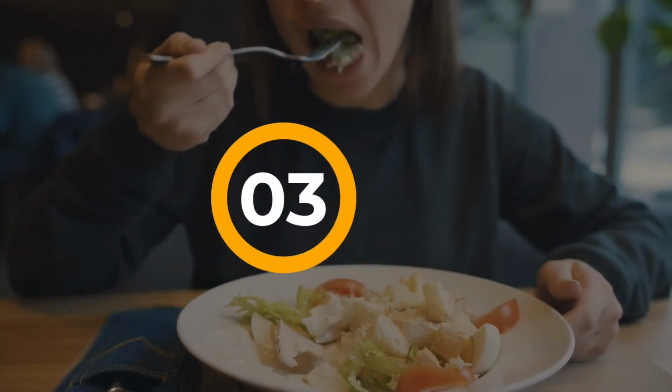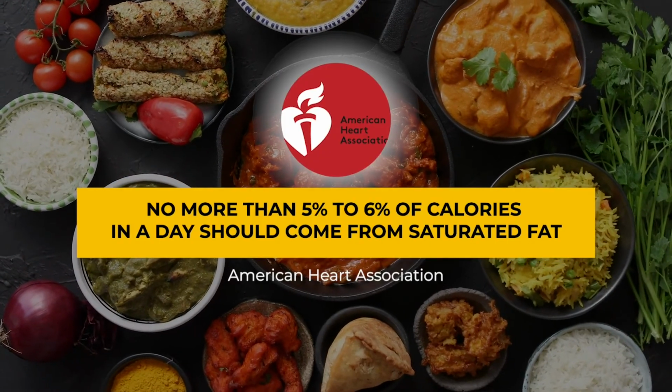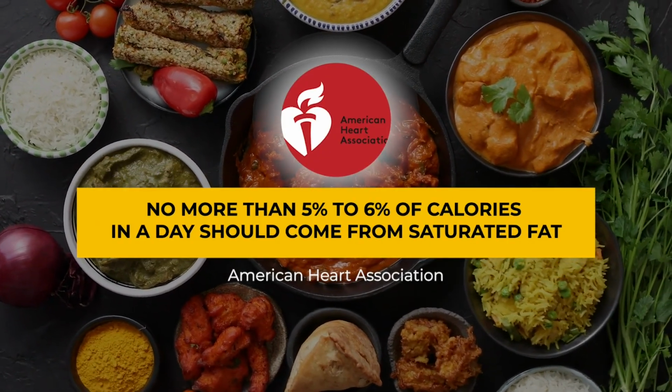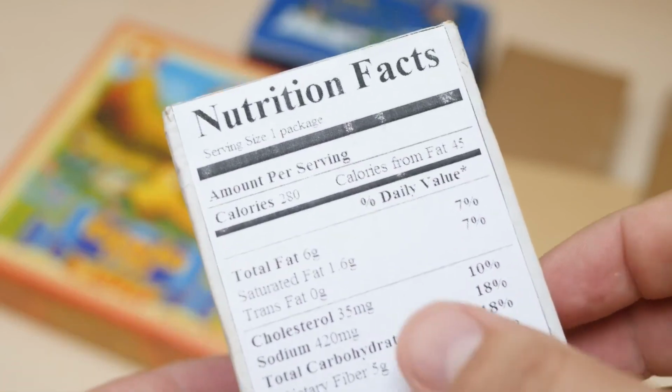Number 3, just be conscious about what you eat. What I mean by that is to try to learn the nutrient content of food that we normally consume every day. The American Heart Association recommends that no more than 5 to 6% of calories in a day should come from saturated fat. Once we learn about the nutrient content of the foods that we consume, we'll realize that it is very easy for us to consume that amount of saturated fat. And most of us are probably way overdoing it.